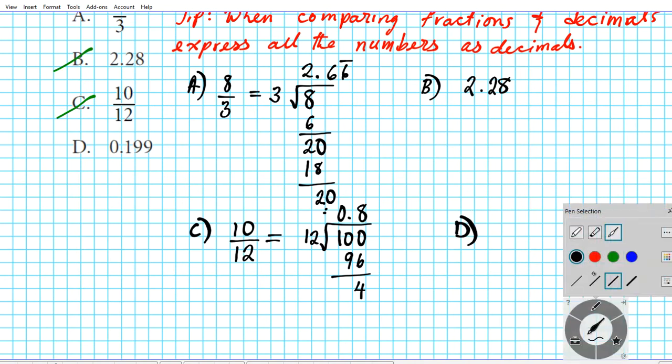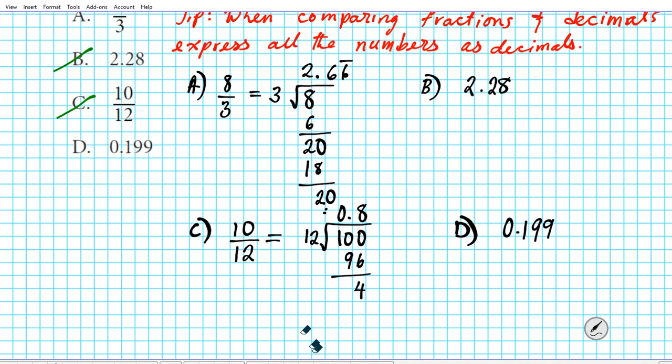Option D is already in decimal form, which is easy and good for us, 0.199. In the ones place, we have a 0 for D and 2 in the ones place for A. Option A is greater. Okay, so the greatest number is option A, 8/3. So let me just put them in order for you.